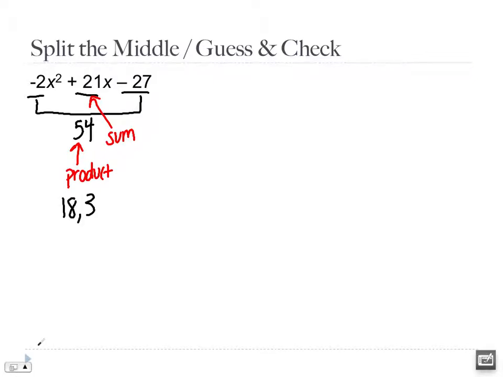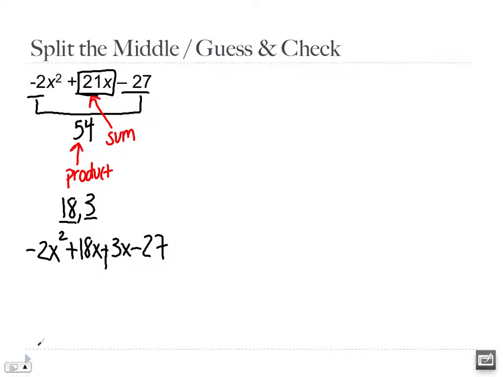So remember, this is called split the middle because we want to rewrite this middle term in terms of 18 and 3. So our first term stays the same, negative 2x squared. 21x becomes 18x, add 3x, and then the negative 27 stays the same. So this is the exact same as our first expression, except we split that middle term into 18x, add 3x.